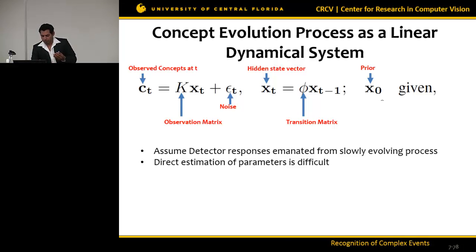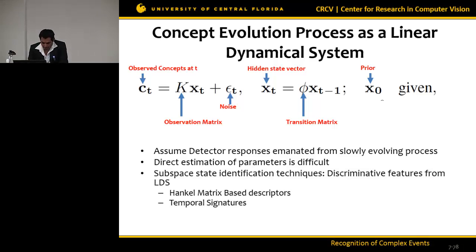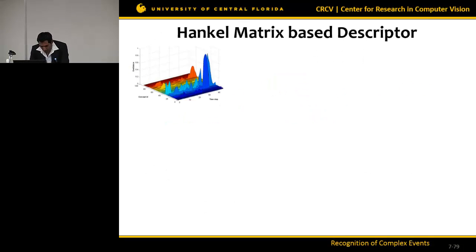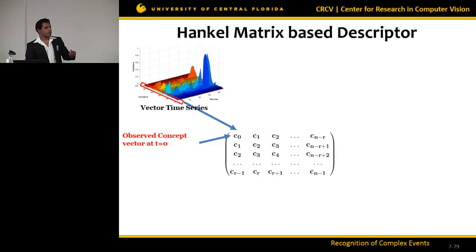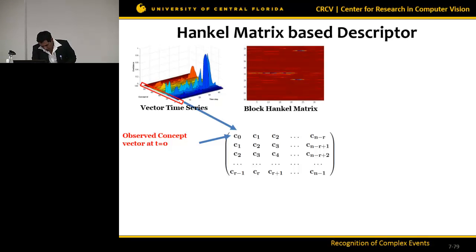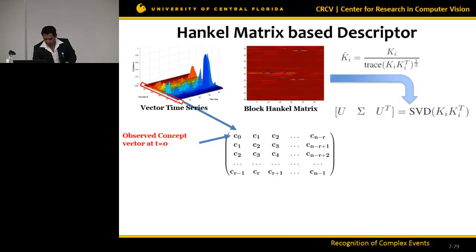Now, we cannot actually evaluate these parameters represented in this LDS, the parameters being the observation matrix and the hidden state vector. So what we propose here is using subspace state identification methods, which are popular in indirect estimation of these parameters. The idea here is we divide this into 2 categories. One is using Hankel matrices. The idea of Hankel matrices is you have a concept vector, which is represented as C_0, and you basically stack all your concept detectors in this Toeplitz pattern. That's how you create the block Hankel matrix.